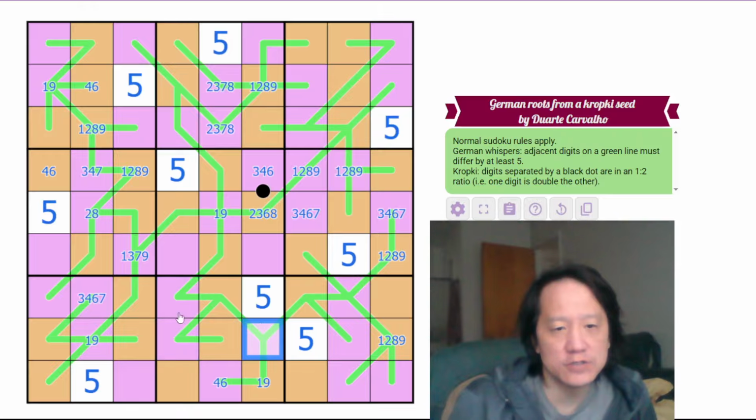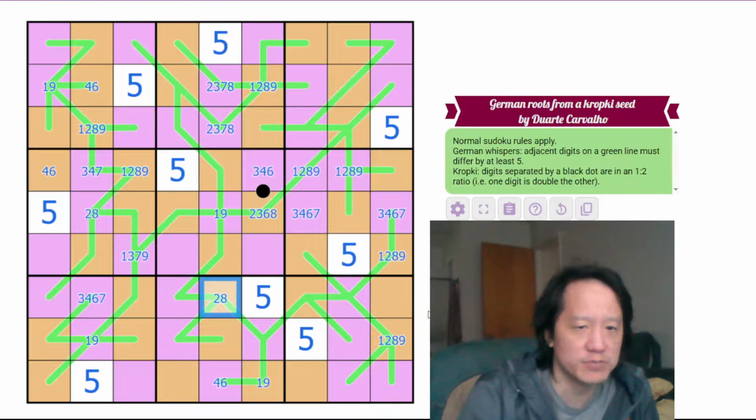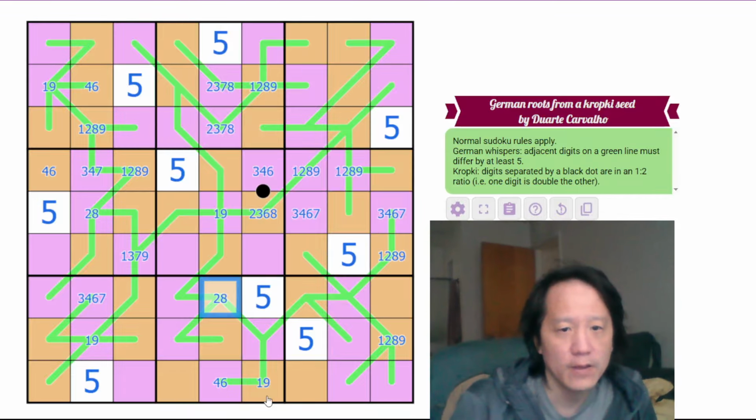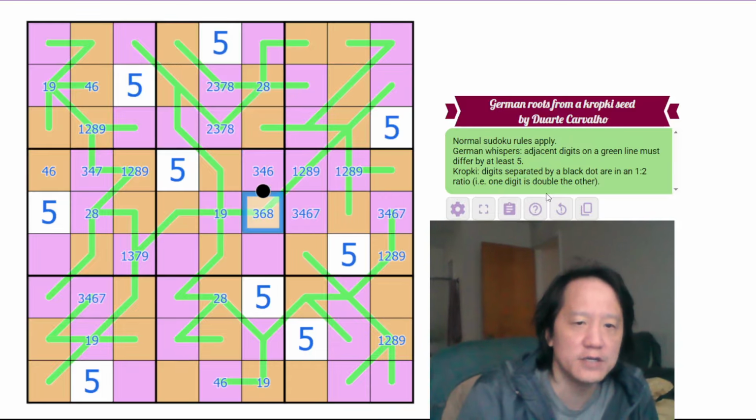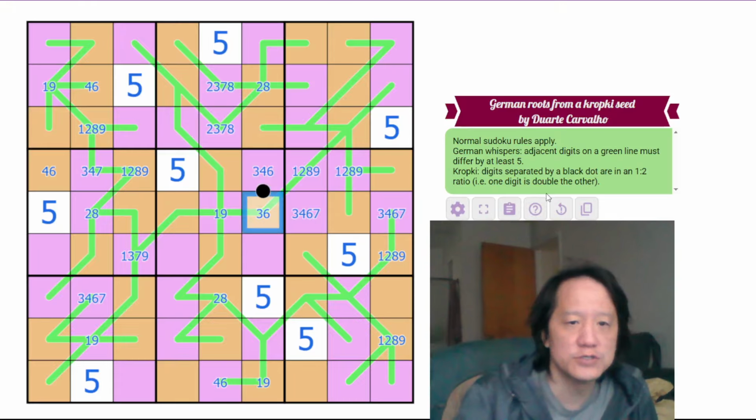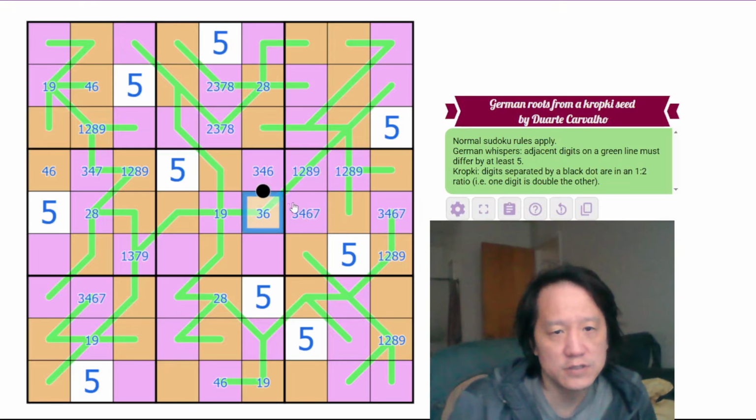These are all next to 2 unique digits on a Whisper 5 line. This is next to 3 unique digits on a Whisper 5 line, and this must be the 1, 9, so this must be 2, 8 here. So this 1, 9 eliminates 1, 9 here. It's 2 and 8, which eliminates 2, 8 here. So this is 3 or 6 here.